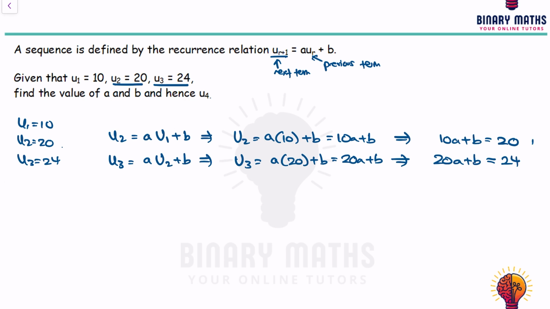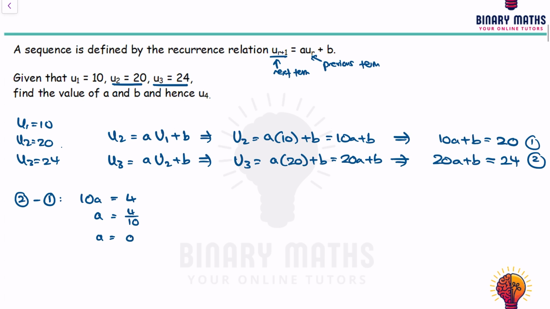But with equation 1 and equation 2, what we realize is we've got b in both, so we can eliminate b. So if we do 2 take away 1, we get 10a is equal to 24 take away 20, which is 4. So a must be equal to 4 over 10, which means a is equal to 0.4. So we're trying to find first the value of a, then b, then u4.